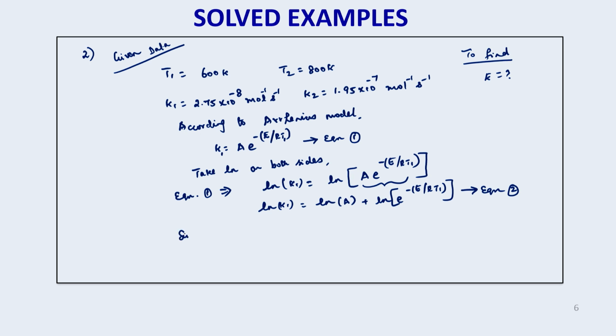Similarly, ln of K2 is equal to ln of A plus ln of e power minus capital E by R into T2. Instead of T1, you would write T2. So this will be equation number 3.